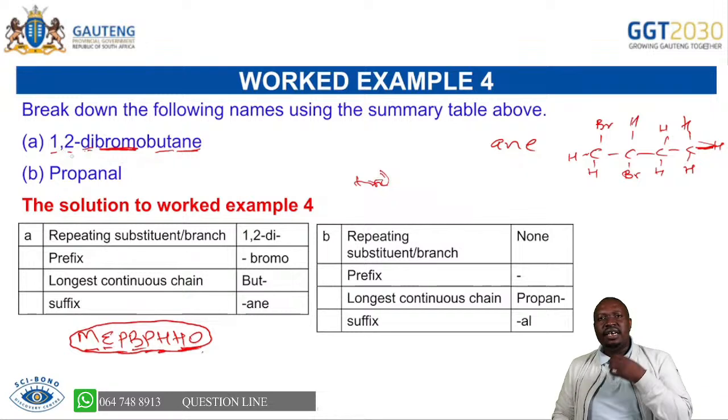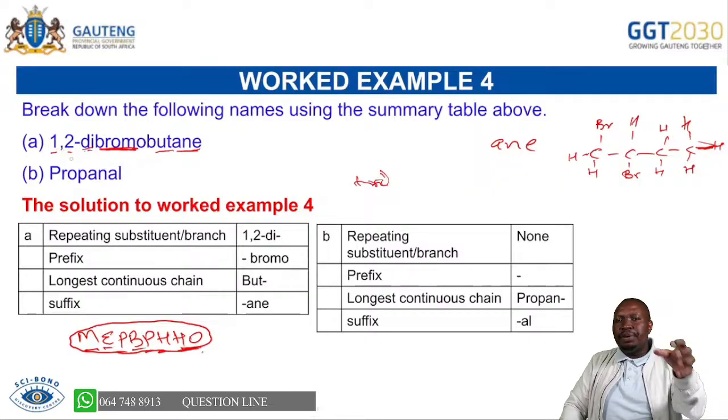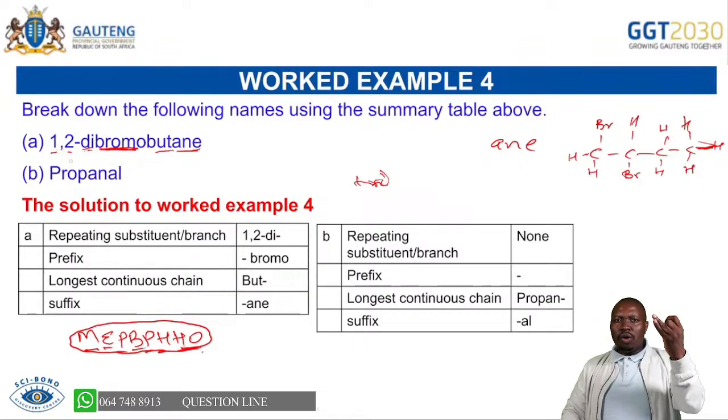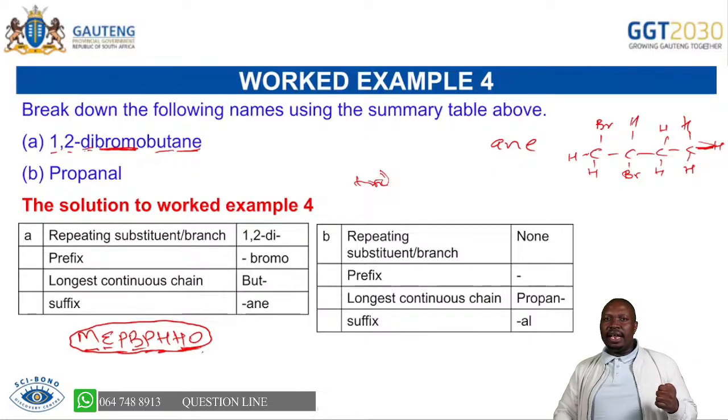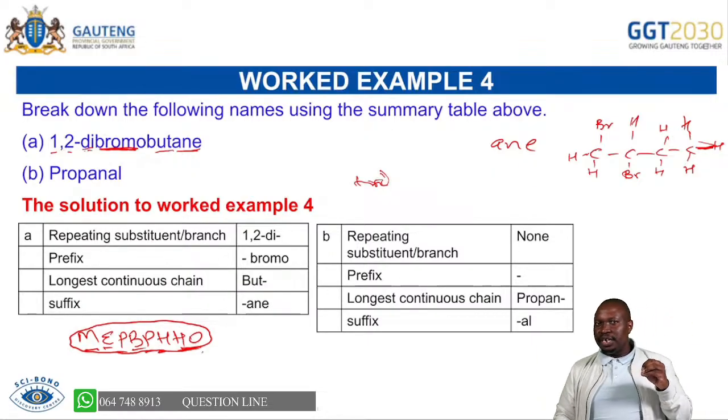So you can see that your substituents, your prefix, must always have a number to say where we find them. Remember our substituents say bromo, chloro, methyl, and ethyl. And then I've said also fluoro and iodo. You can put them in the same basket.